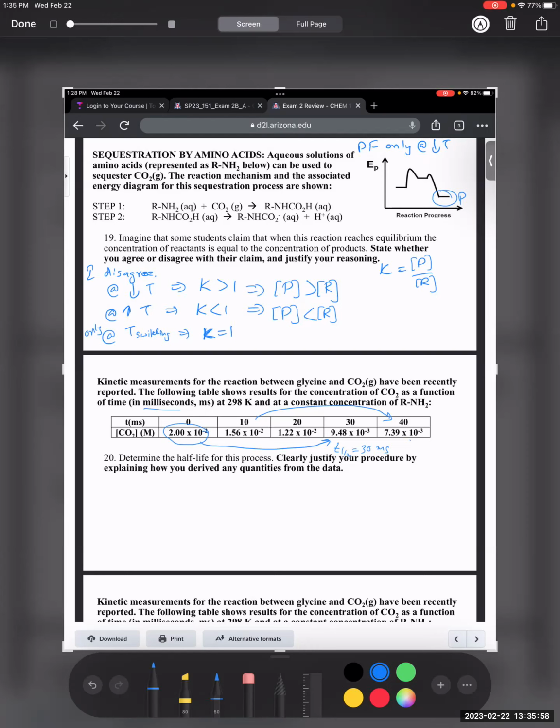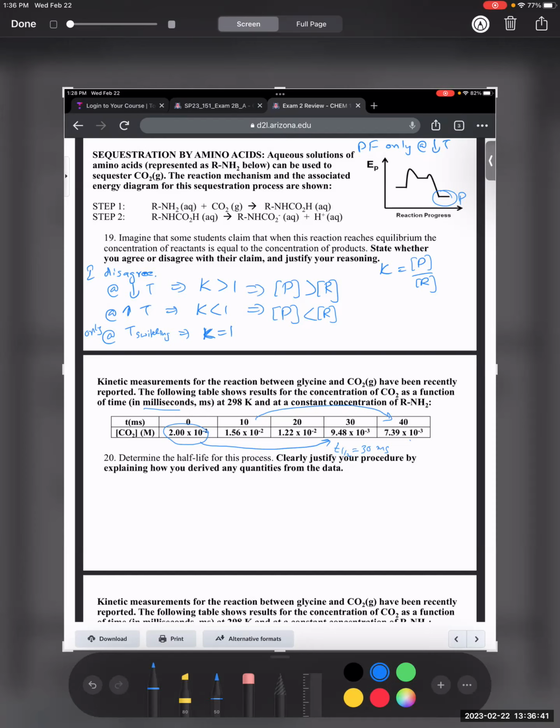We have concentration at time 0 is 2 times 10 to the power of minus 2, and then at 10 it is 1.56 times 10 to the power of minus 2, and then at 20 it is 1.22 times 10 to the power of minus 2, and at 30 it is 9.48 times 10 to the power of minus 3. All right, now I have the time and concentration data.